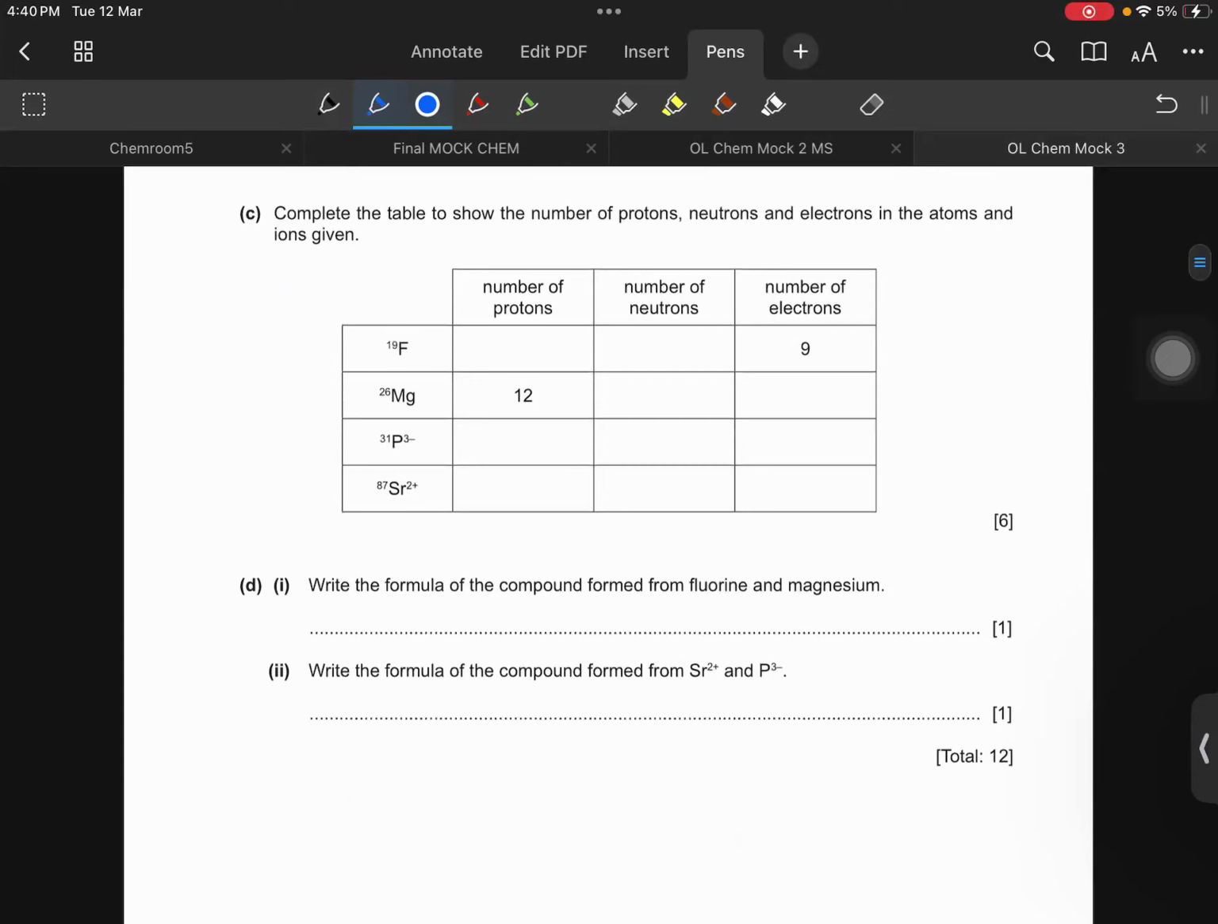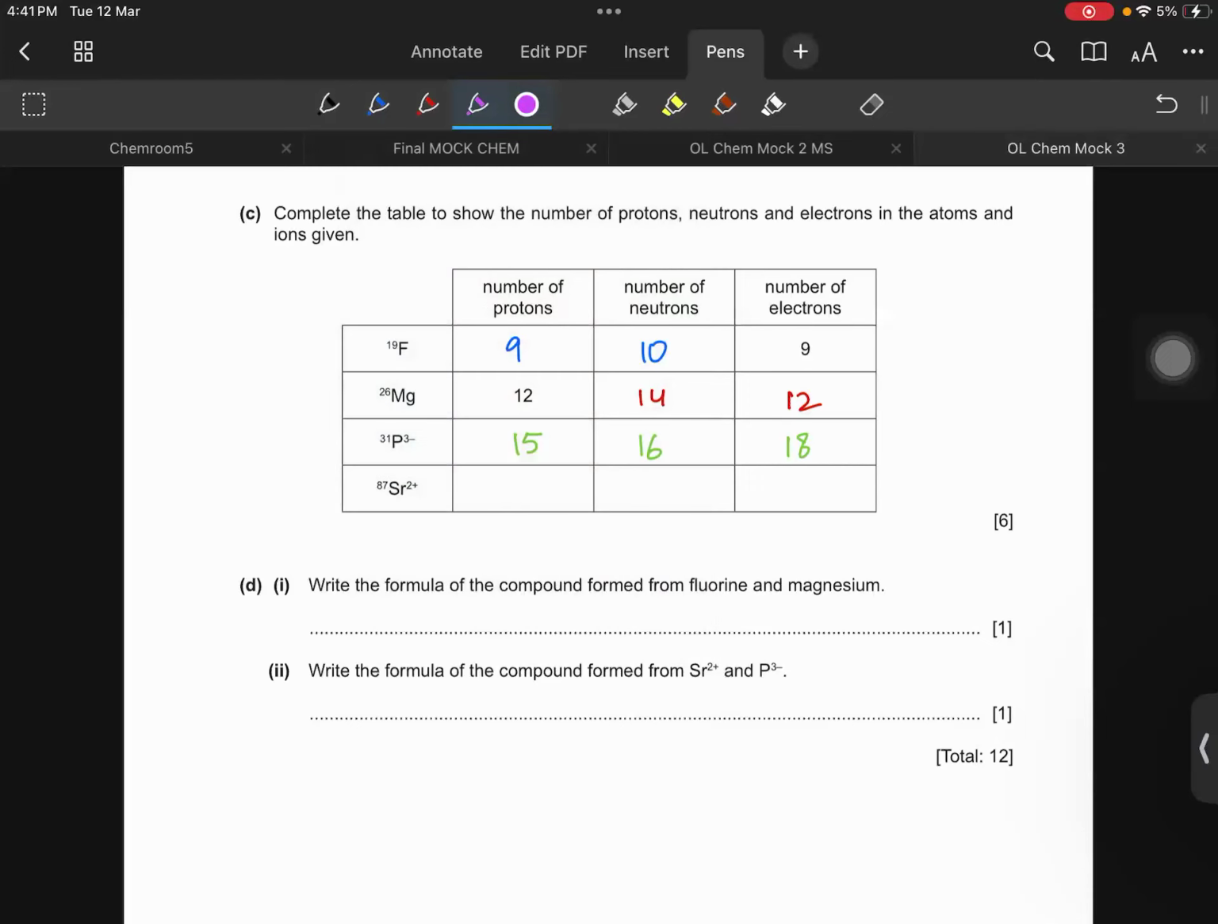Magnesium: fill it quickly, 12 protons, 14 neutrons. Fluorine: 9 protons, 10 neutrons. How did you do that? 26 minus 12, right? And how many electrons? 12, obviously. What about phosphorus? 31. 15 protons and 18 electrons. 31 minus 15 gives neutrons, which is 16. And electrons are 18 because it's a negative ion.